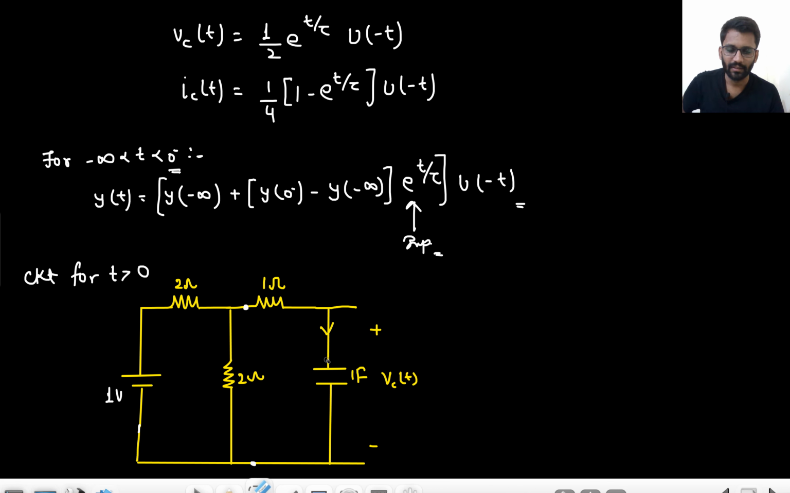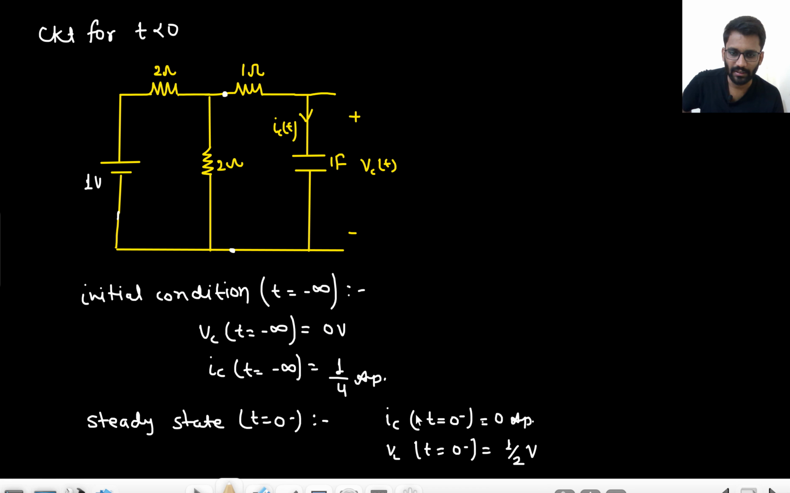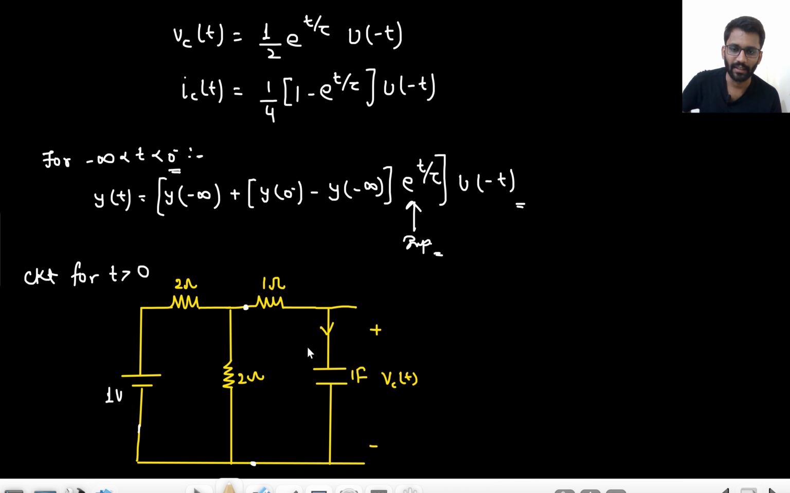Now tell me one thing. This capacitor is already charged to what voltage? This is VC. This capacitor is already charged to half voltage, right? If this is half, now here we have only 1 volt. Here we have 1 volt.